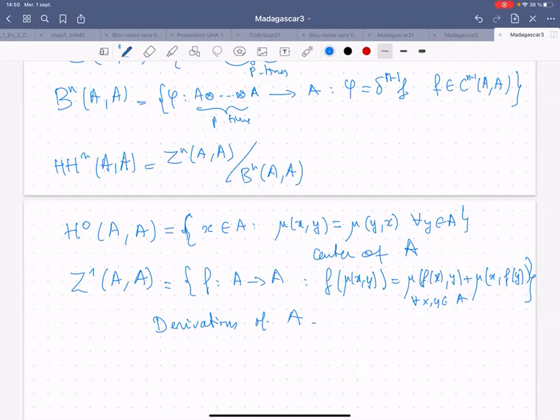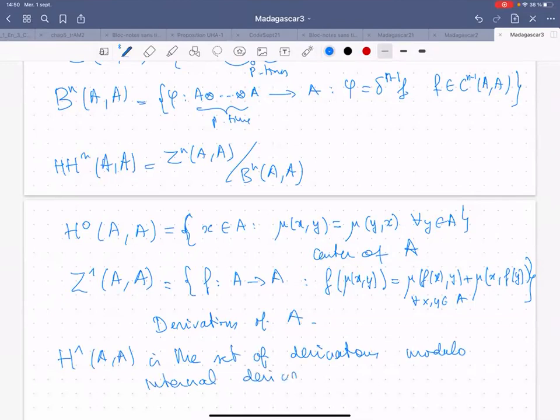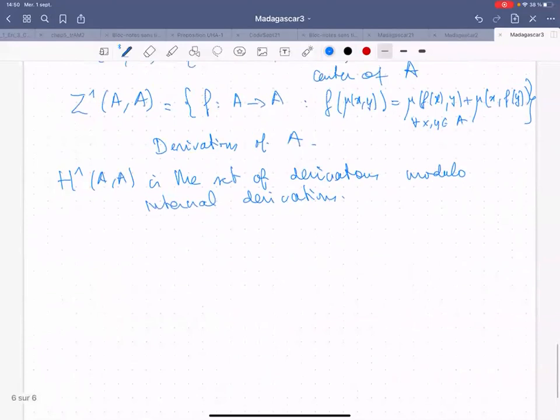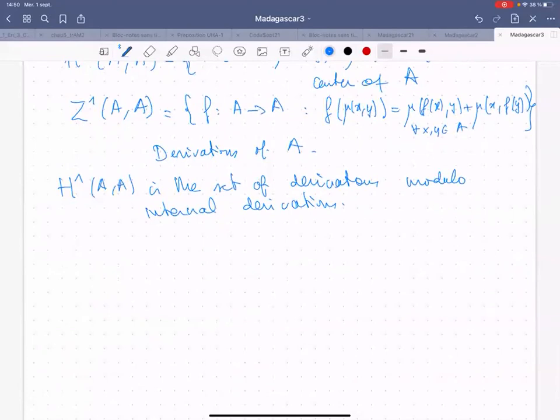And if we want to have this H^1(A, A), then this is the set of derivations modulo internal derivations. The internal derivations are the derivations of the form f_a, for a belonging to A, defined as f_a(x) = ax minus xa. Okay, these are the internal derivations.